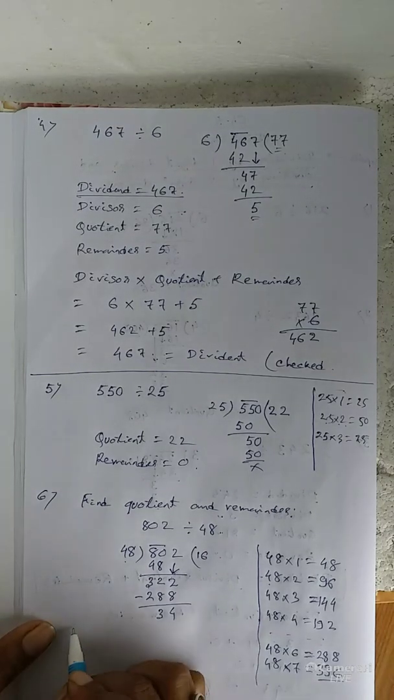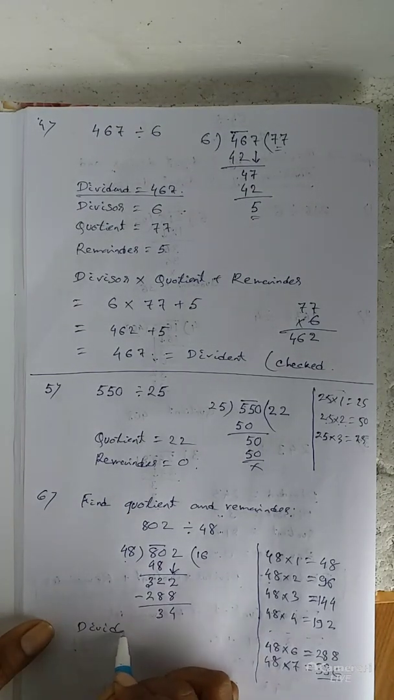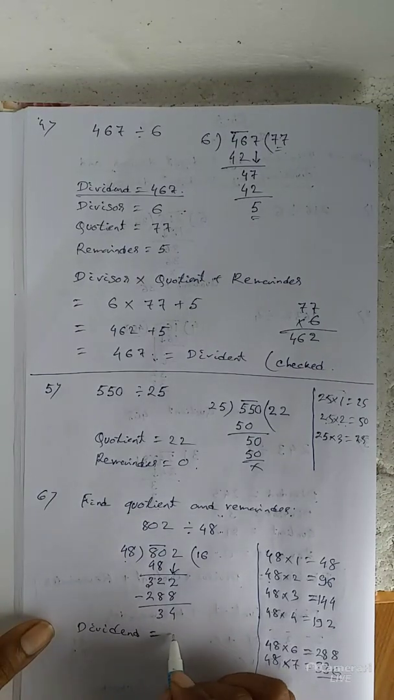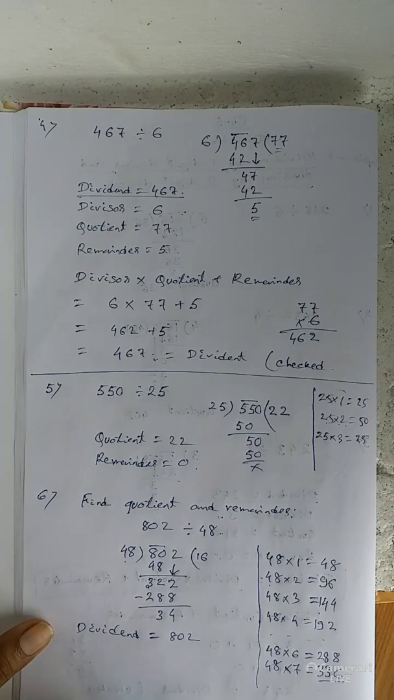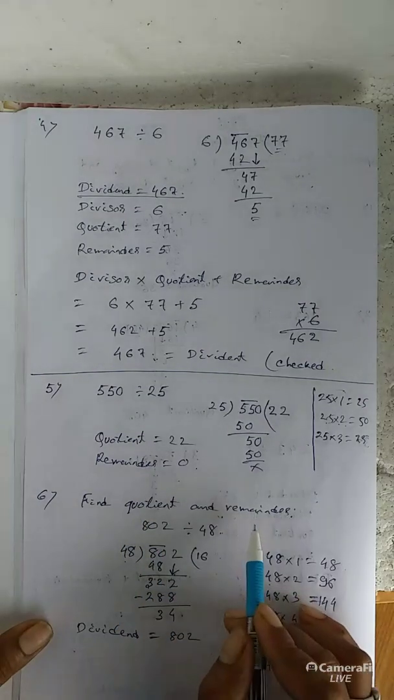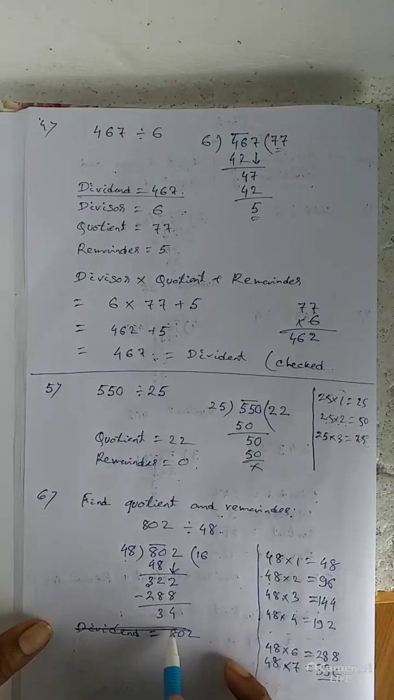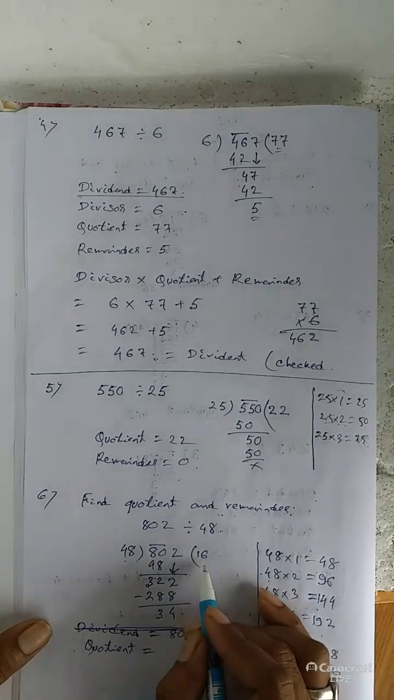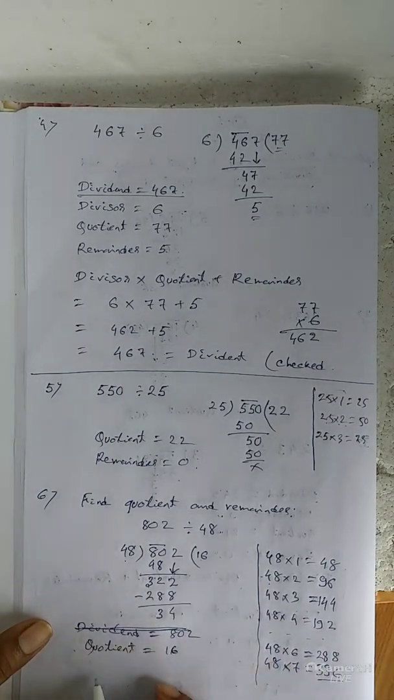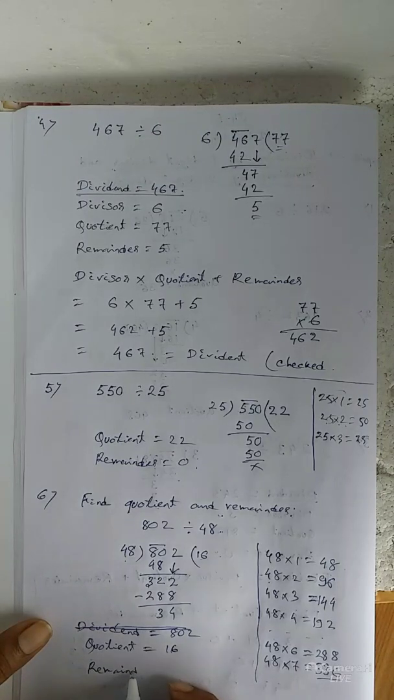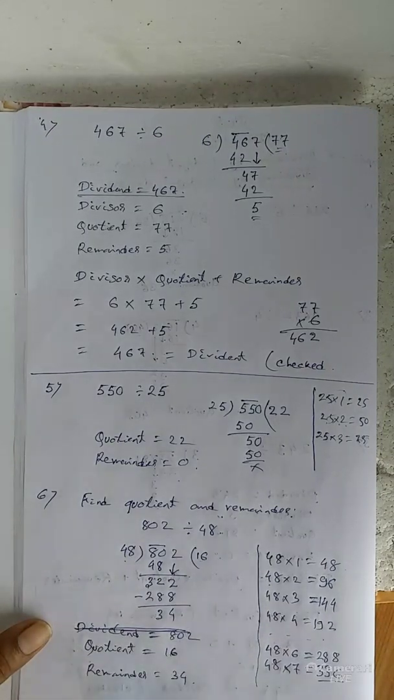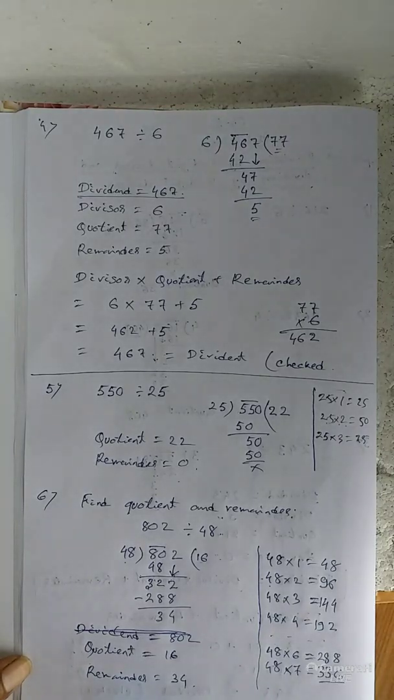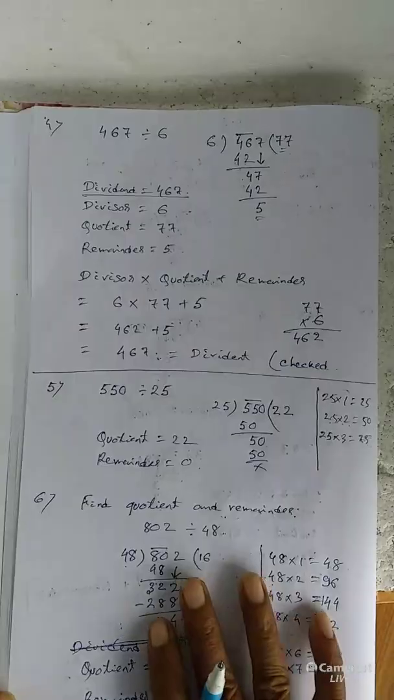So here note down: divisor 48, dividend equal to 802. Now we just have to write the quotient and remainder. So let us write the quotient and remainder here. The quotient is 16, and what is the remainder? 34. Write down remainder equal to 34, and this completes the division. Now let us come to, suppose we have to divide and check.